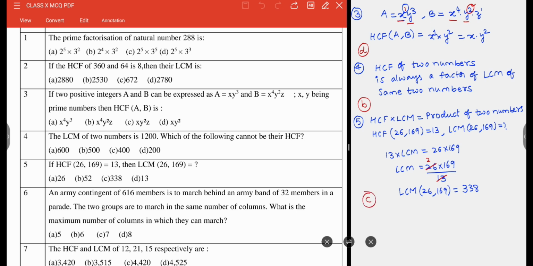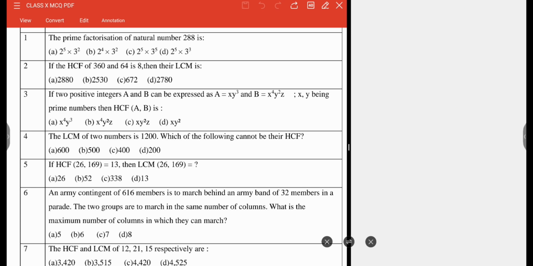Now let's go to the next question, question number 6. What is question number 6 here? An army contingent of 616 members is to march behind an army band of 32 members in a parade. The two groups are to march in the same number of columns. What is the maximum number of columns in which they can march? So we have to find the maximum number of columns.